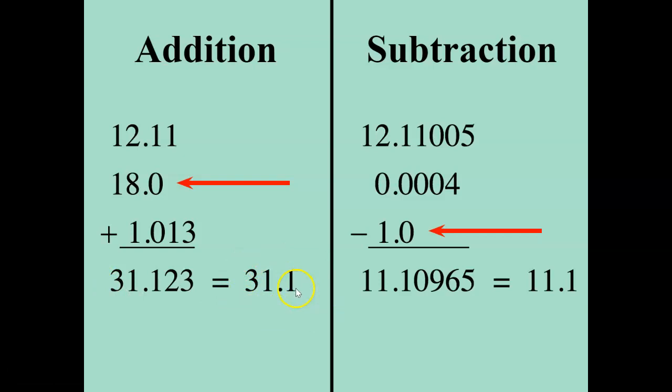When you're rounding, we follow general rounding rules. We're going to look to the right of the place we're rounding to. If it's less than 5, you round down. If it's greater than 5, you round up. And same thing for subtraction here. This 1.0 has the least number of decimal places, which means your answer has to be reported to one decimal place.